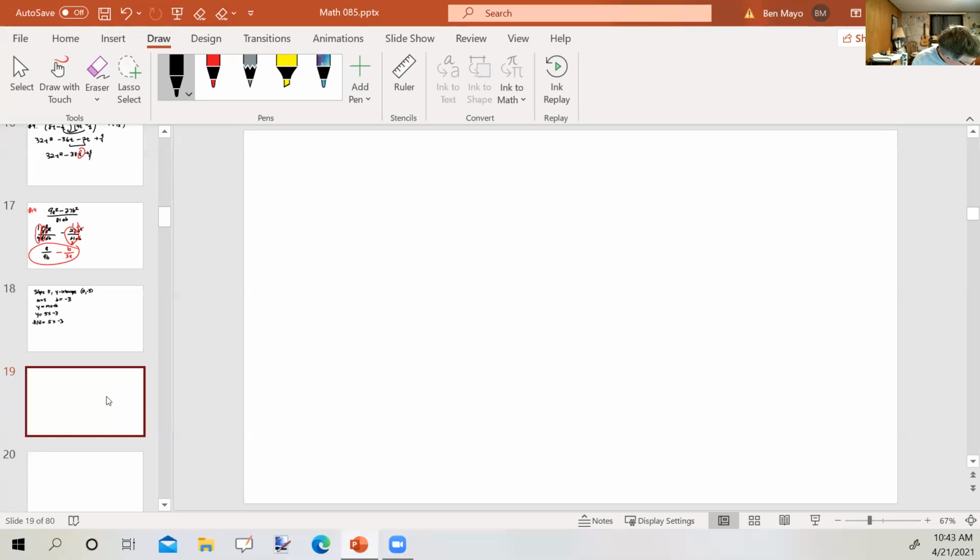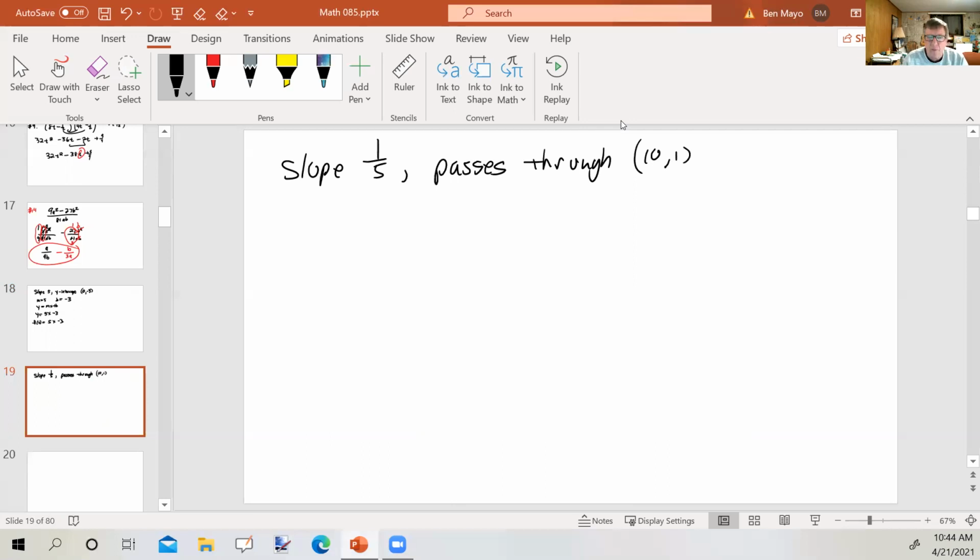This says, write the equation of a linear function whose graph has the following characteristics. It has a slope of 1/5, and it passes through the point (10, 1). All right. So now we don't have the y-intercept, but we do have the slope. So we could use slope-intercept form, y equals mx plus b. We could take the slope and put it in the place of m, y equals 1/5 x plus b.